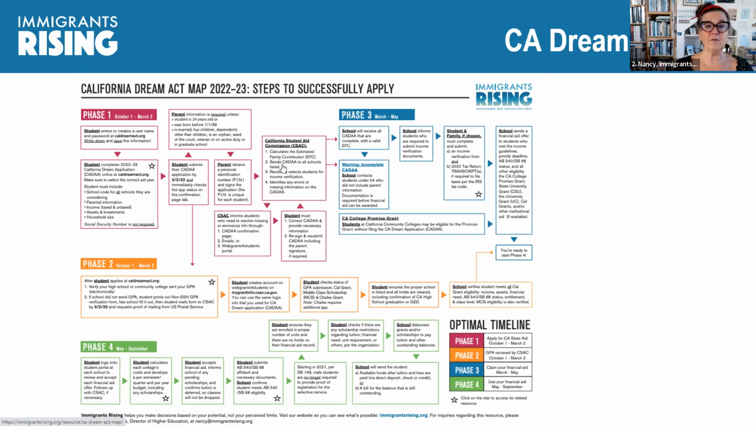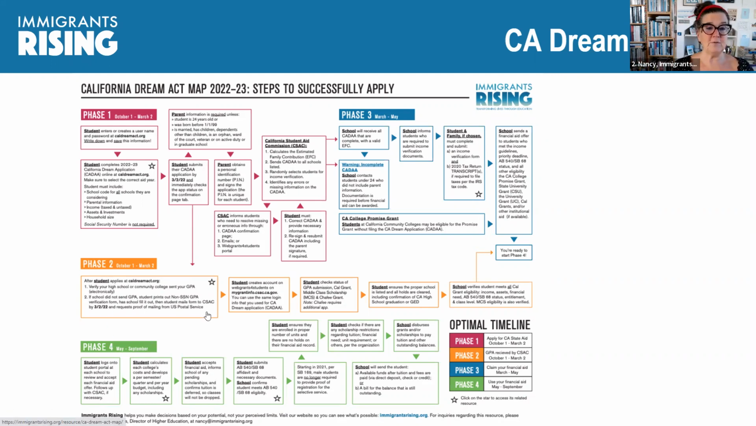And CSAC needs to estimate the family contribution and send the Dream Act application to all schools, as well as select random students for income verification. And they do that only if the application is considered valid. If not, the application is not going to move forward. And we'll talk to you about how your students can make sure to see if the application is actually a valid application and moving forward through the process.